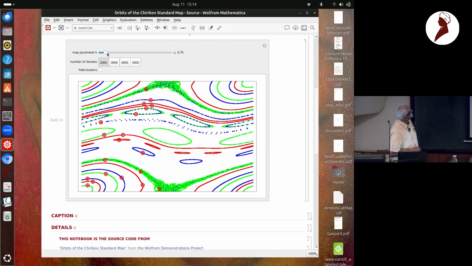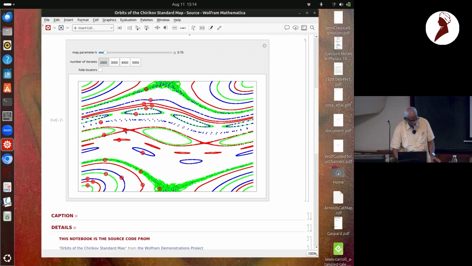This k is now 0.76, which is quite large, and you can see that this fixed point remains unstable. This also remains stable, but around the unstable point you start seeing these points here; they are no longer curves, and in fact chaos starts developing around here. It would also develop around these points here.